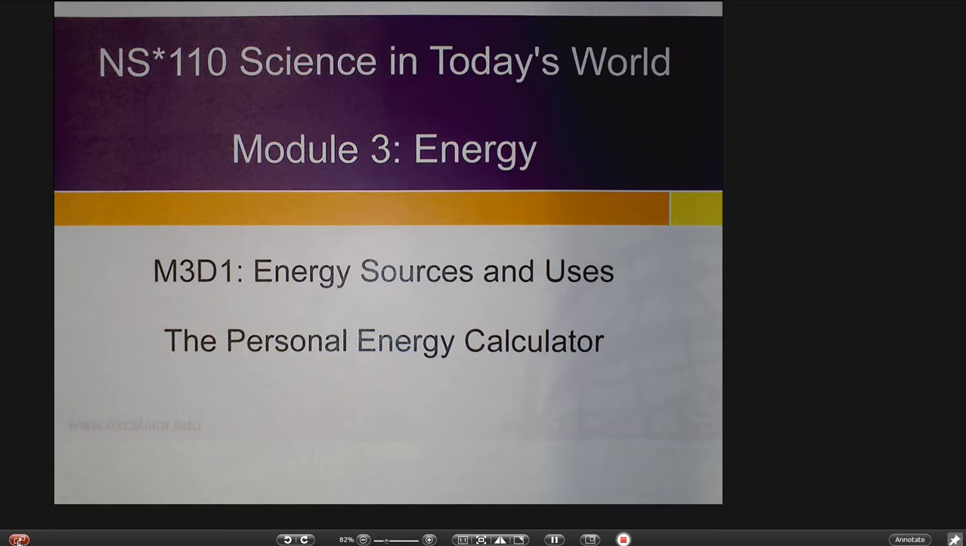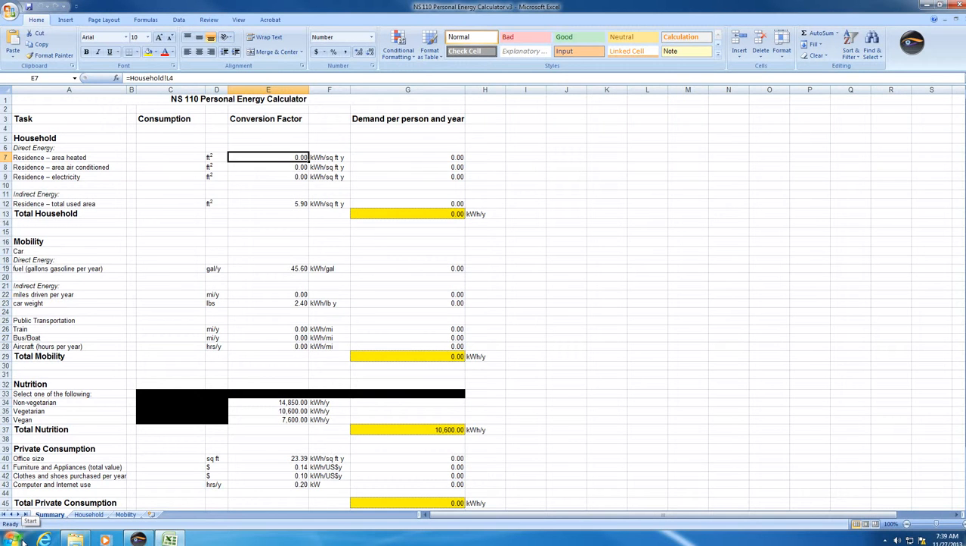Now, the Personal Energy Calculator was originally developed by Dr. Walter Ernst of MIT about 10 years ago, and the version that we will use is the Excel workbook that you have available to you. The Excel workbook has 3 pages.